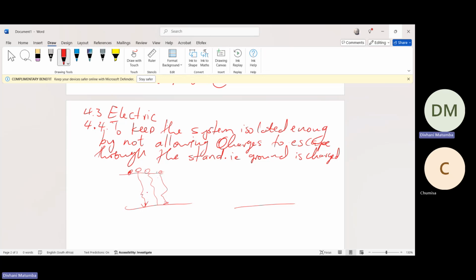I forgot what the charge of the ground is. Let me check quickly. Okay. Yeah, so the ground is normally negatively charged and the clouds are positively charged. So the potential difference between the negative and the positive charges causes a spark.